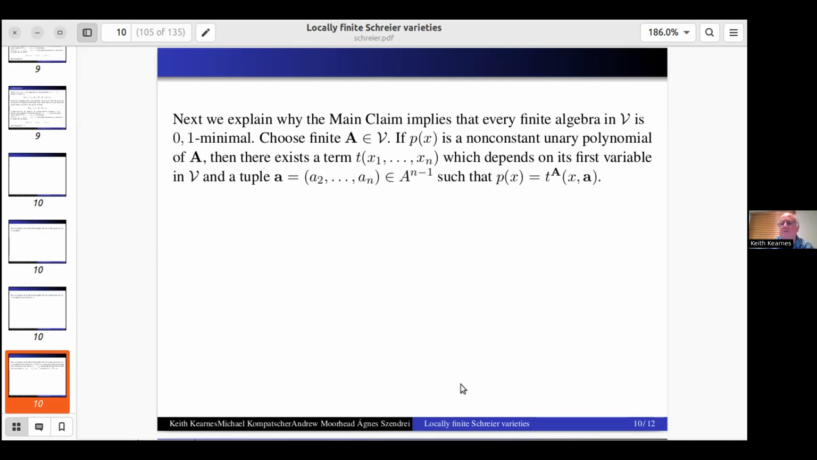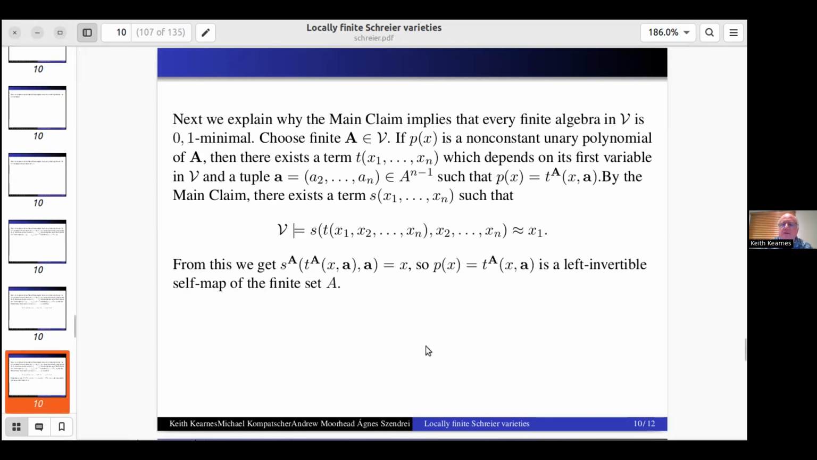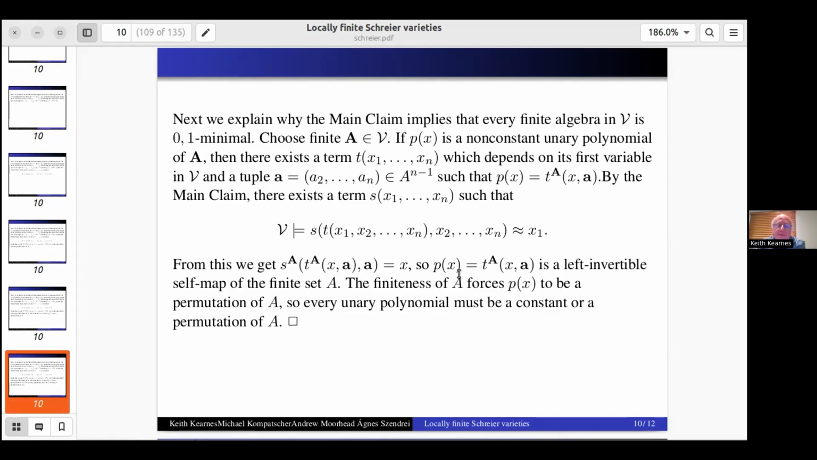Necessarily, t is a term that depends on its first variable. So the lemma, or main claim, says I have another term which will be left inverse to t in its first variable. So I take that term, and I plug the same parameters in for x2 up to xn, and I get a left inverse of the unary function p. So every unary polynomial, if it's non-constant, has a left inverse. Okay, now we're on a finite set. If you have a left inverse, it's actually a true inverse. It's a left and right inverse by finiteness. It shows that every non-constant unary polynomial is a permutation, which is what we needed. Okay, so locally finite plus Schreier leads to minimal algebras.